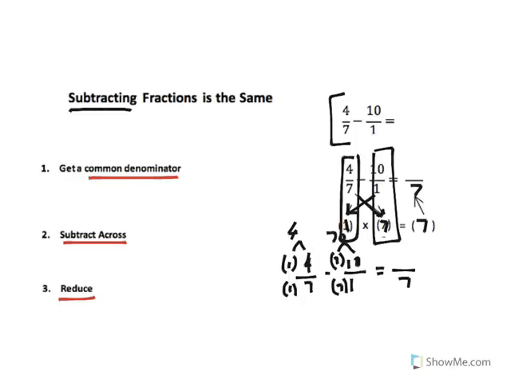4 minus 70. If I have a number line here, this is 0. I'm at 4. I want to go 70 times. I end up in negative numbers. I get negative 66 over 7. Can I reduce? No.